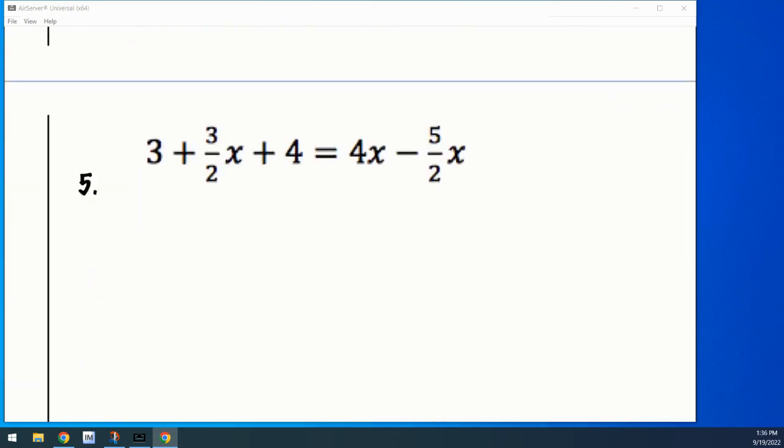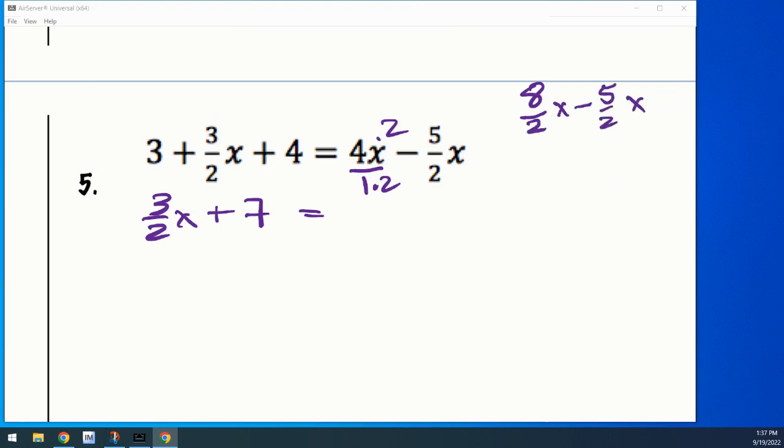Okay, so number 5. Combine like terms. So I'm going to have 3 over 2x plus 7 equals, oh, look at this. I need to put this over 2. Okay, I'm going to come off to the side. I can't believe I just did that. It's over 1 right now. I need to make it over 2, so I'm going to multiply by 2. So it's going to get me 8 over 2x minus 5 over 2x. When I subtract that, that'll get 3 over 2x.